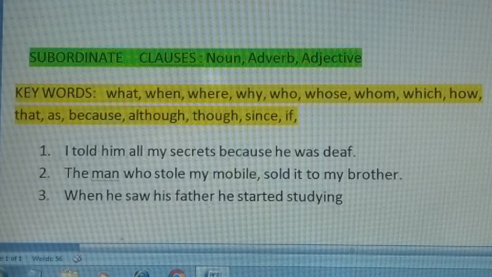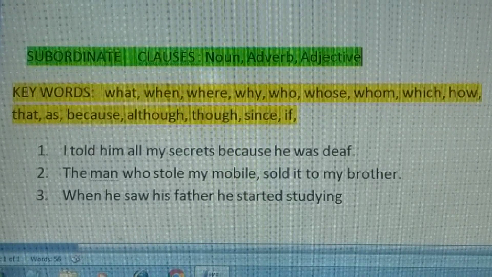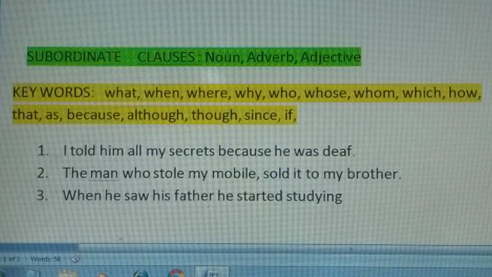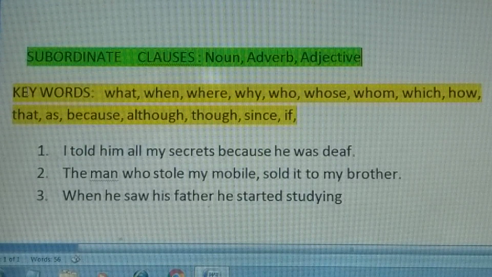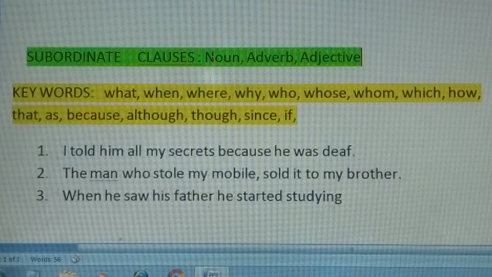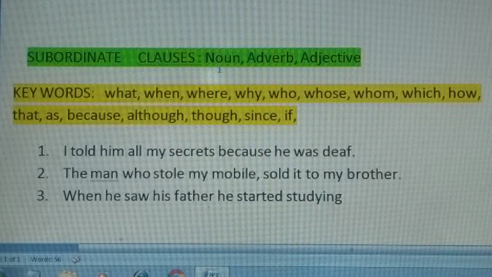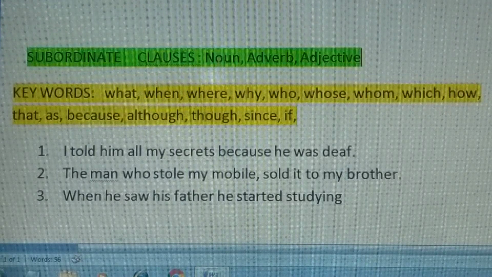Students, let's learn clauses today. In a complex sentence, we have a main clause and a subordinate clause. Subordinate clauses have three subtypes. I don't have to tell you that main clauses don't have types, but subordinate clauses have three subtypes, and they are highlighted over here in green color. Noun, adverb, adjective. These three clauses are subordinate clauses: noun clause, adverb clause, and adjective clause.